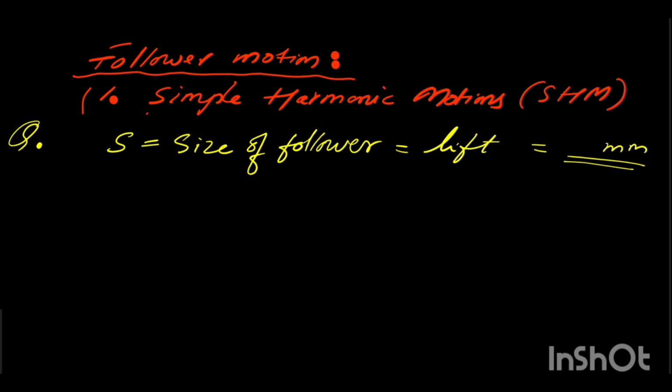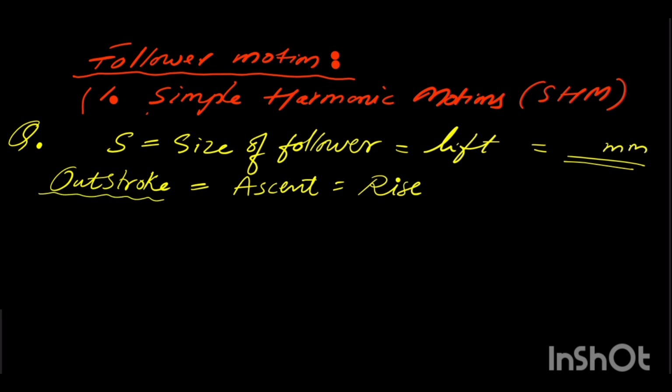Next, the four stages will be given. The first is the outstroke. Sometimes it is also called ascent, or it is also called rise. I am telling all the varieties of problems so you should not get confused. Sometimes in the question it can be written as outstroke, sometimes ascent or rise. So this is called outstroke.